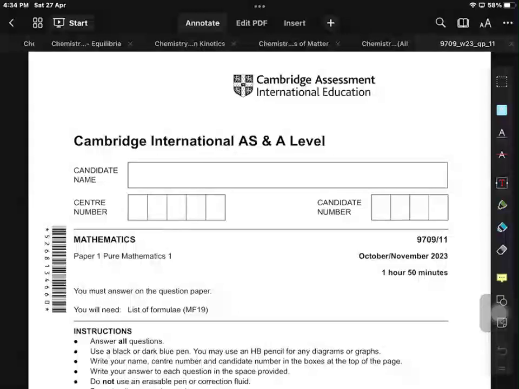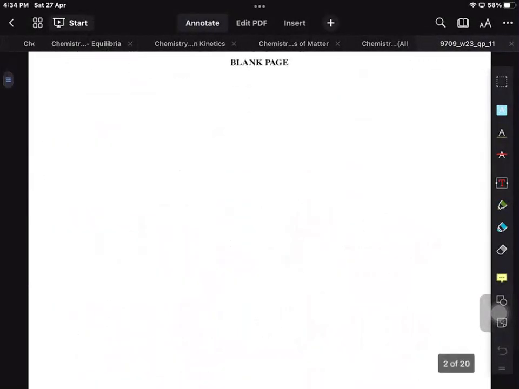Okay, so today we're going to do October-November 2023 paper 11 of A-level mathematics, AS level, paper 1, pure mathematics 1. Okay, right. So let's move towards the first question.